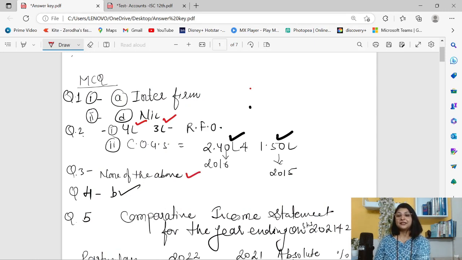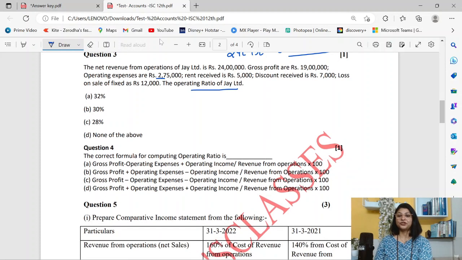Then next question was the correct formula of computing operating profit. One thing was missing over here, profit. This is a typing error, so please add profit over there. What is the formula of calculating operating profit? So students, the answer was B, where gross profit plus operating expenses minus operating income divided by revenue from operation into 100 was the correct answer.